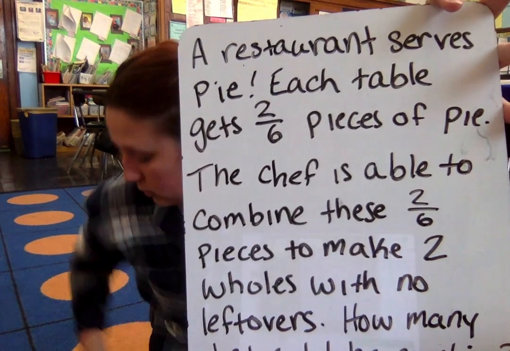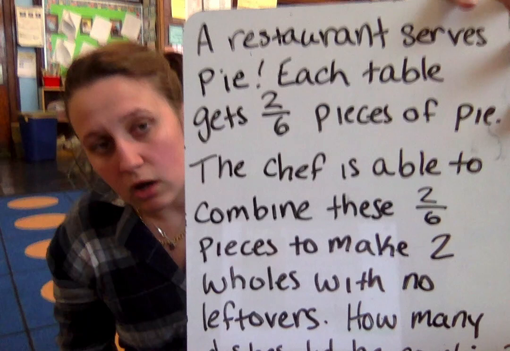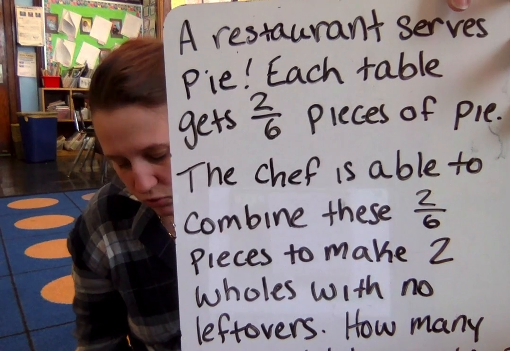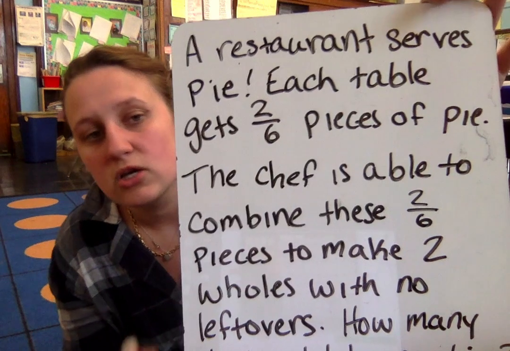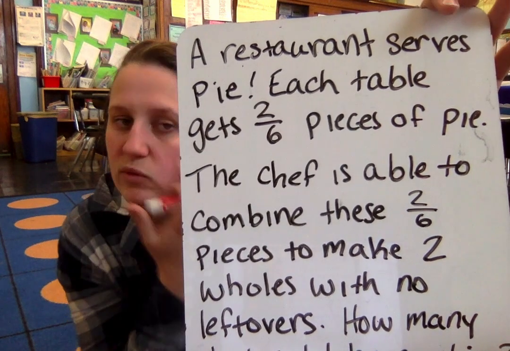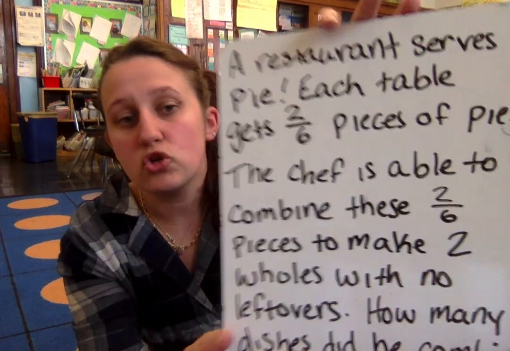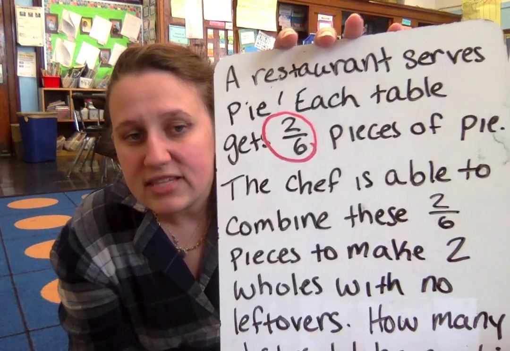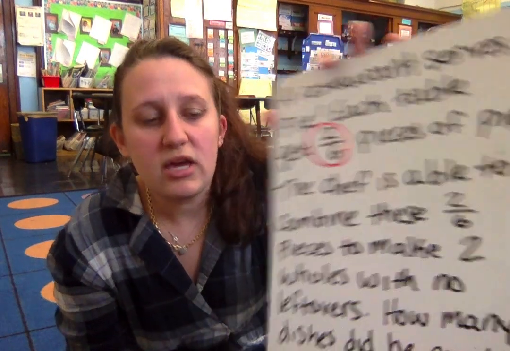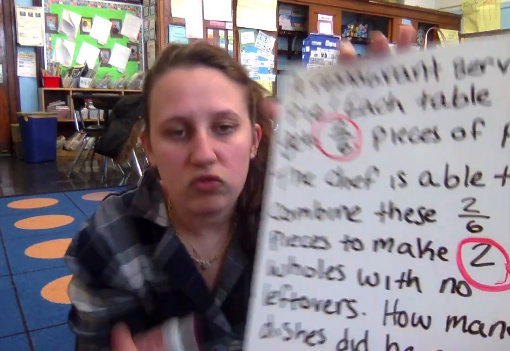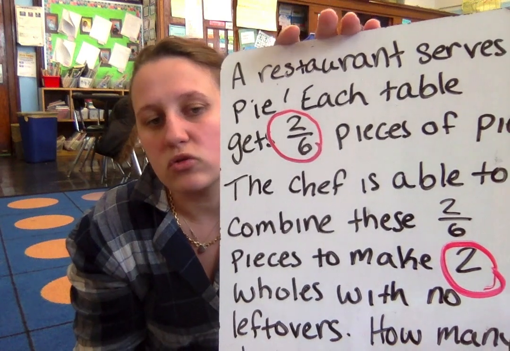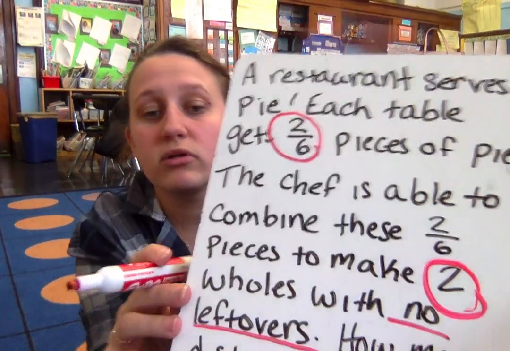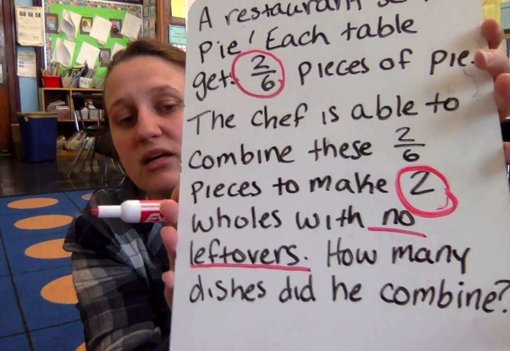So the first thing that we're going to do is circle the important parts, underline the important parts in the word problem because we always read a word problem twice. So a restaurant serves pie. That's not really important. Each table gets 2 pieces of pie. That is important. The chef is able to combine these pieces to make 2 wholes. So we're going from 2 to 2 wholes with no leftovers. That's super important.